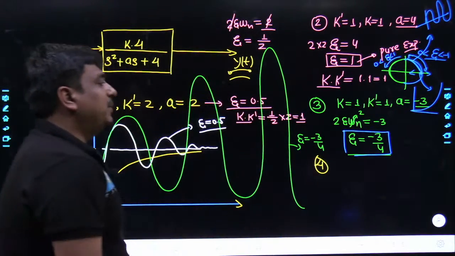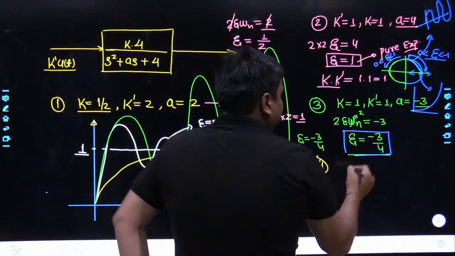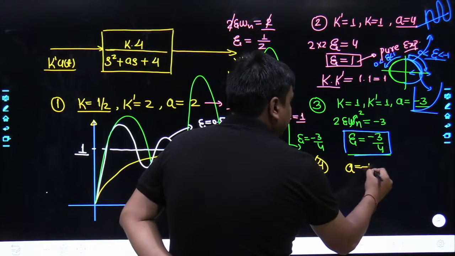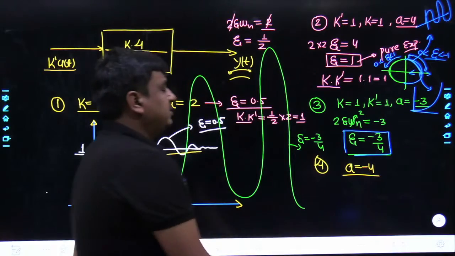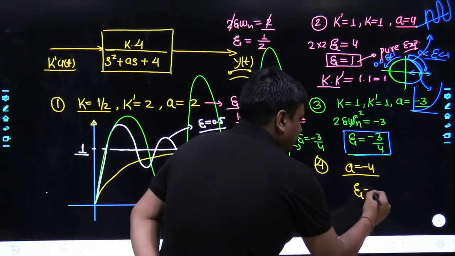Let me take the fourth question. What I am going to do over here: A had been taken as minus 3. Let's take A equals minus 4. A is equals to minus 4. So what will happen? Here you would be getting the value of zeta equals minus 1.